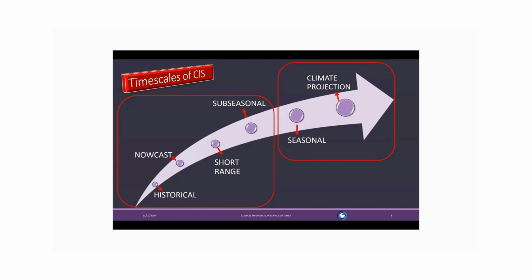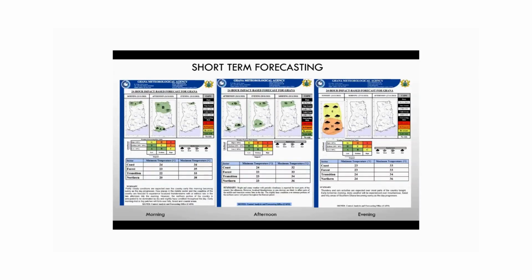So we have time scales. We have what we call the nowcast, which is daily, short-range weather warnings. And then we have the long-range forecasting, which is the sub-seasonal, monthly, three-monthly, and climate projection. So this is some of the short-term forecasts that we have.